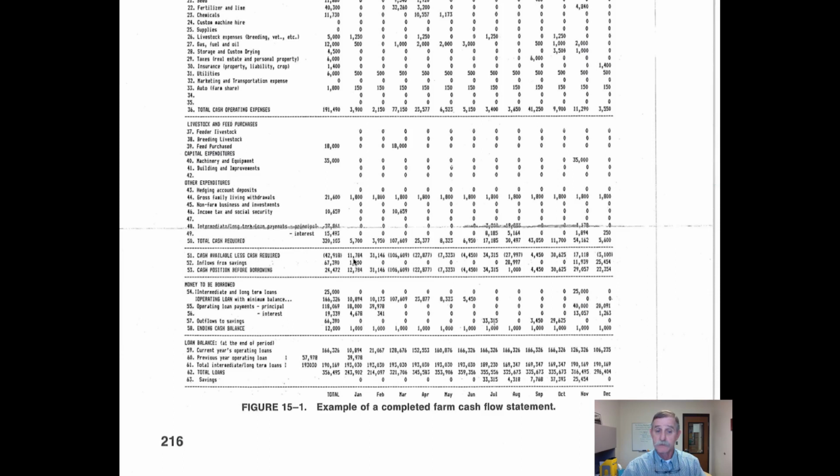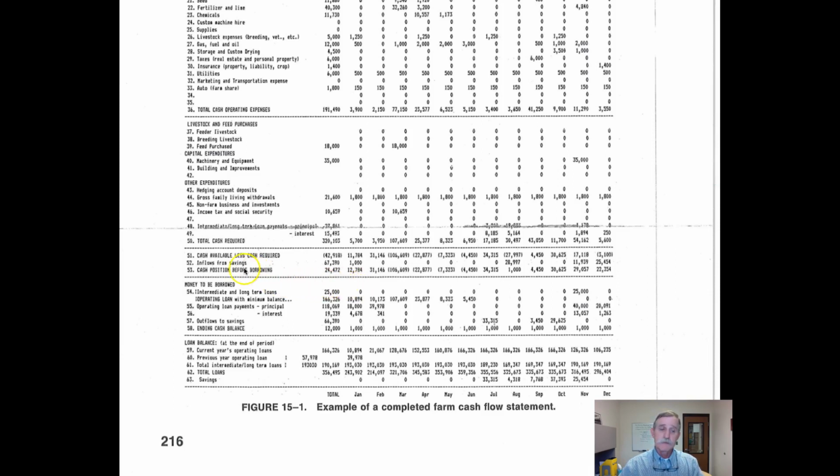Cash available less cash required. Okay, we have $11,784 that we actually have as available. So inflows from savings, we actually bring $1,000. That'd be just, we would type that in and actually inject that into there. So cash position before borrowing is $12,794. Okay.